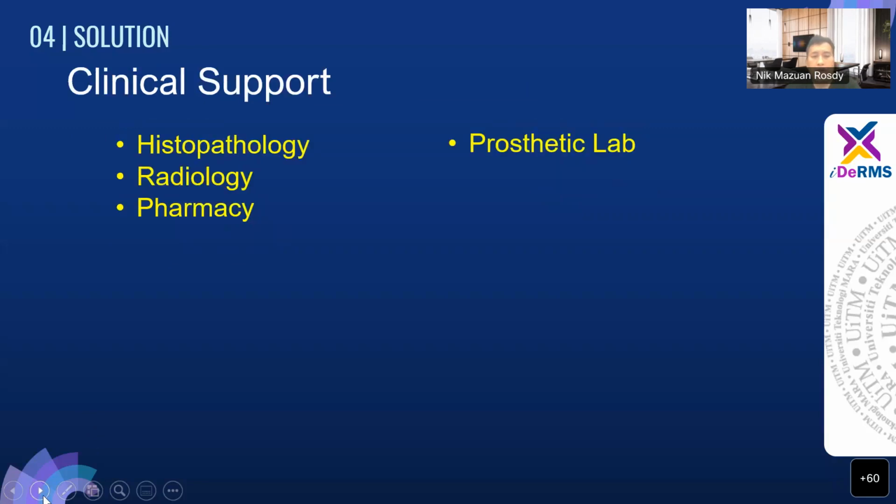For clinical support, as I mentioned just now, we have pharmacy, radiology, histopathology, and prosthetic lab. However, the prosthetic lab we will launch very soon. The system is ready, but we need to clarify a few things with our prosthodontic or restorative department so that we can have seamless operation for the prosthetic lab. Okay, so clinical support you can also use. You will be using radiology a lot as an undergraduate student. For postgraduates, you'll be using pharmacy, radiology, prosthetic lab, and histopathology altogether.